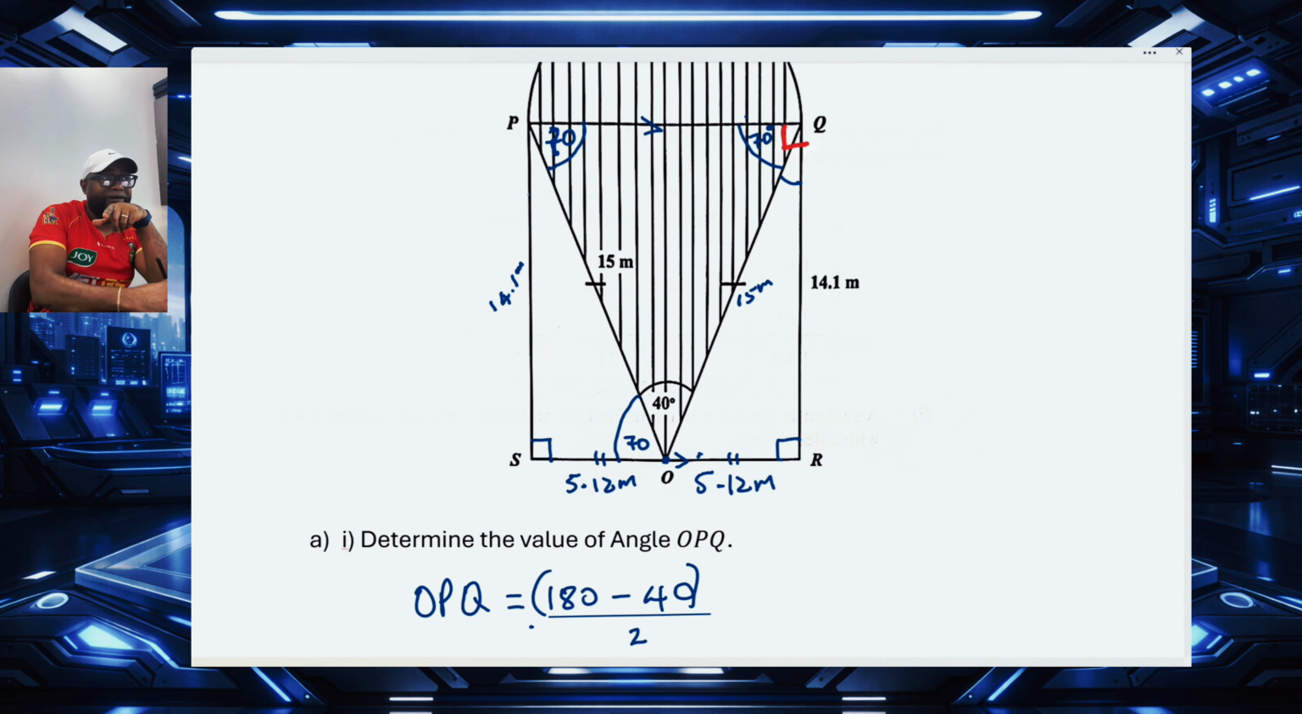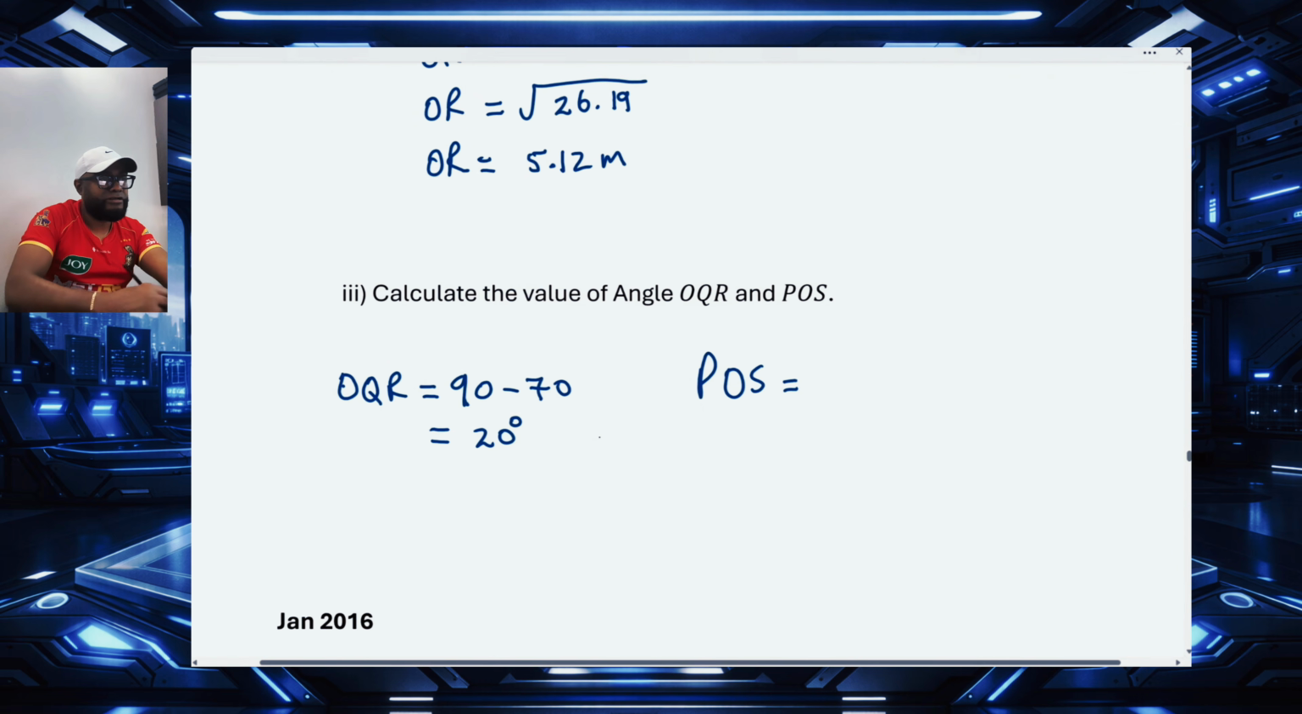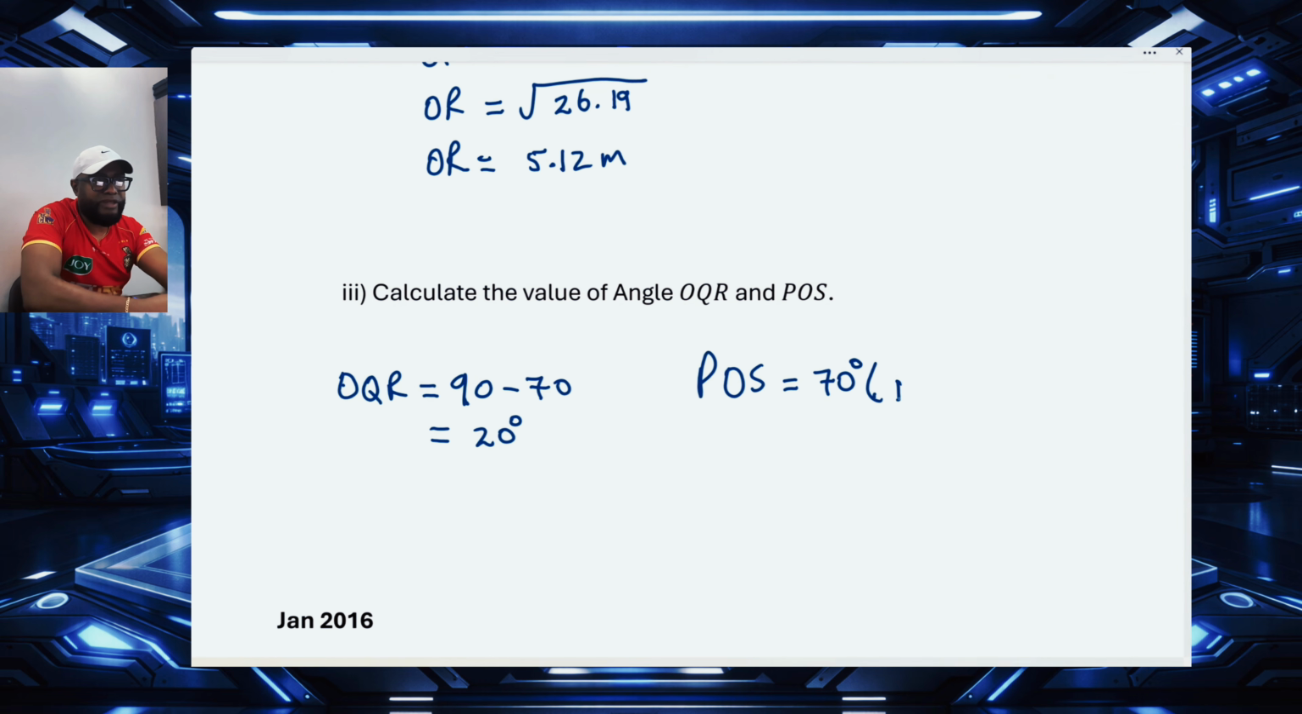I saw automatically here's 20, here's 90. So you add up the two and minus it from 180. That's what I saw, right? So I have to use Roshana's. So this is equal to 70 degrees and it'll be alternate angles, right?